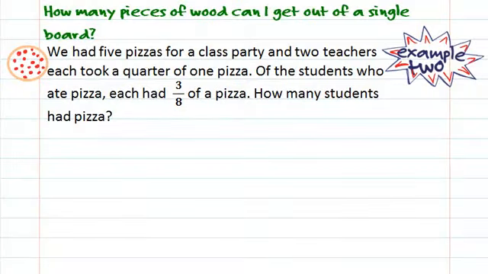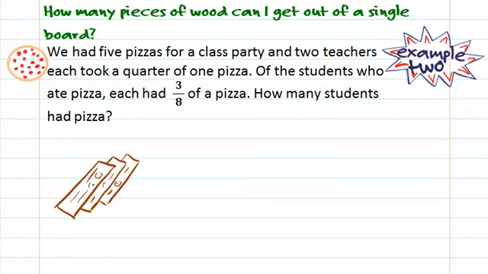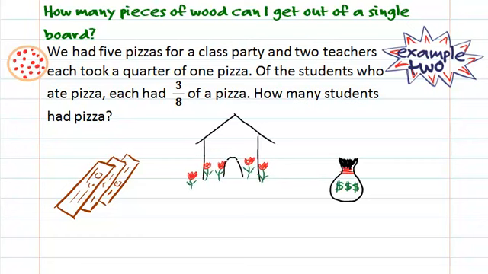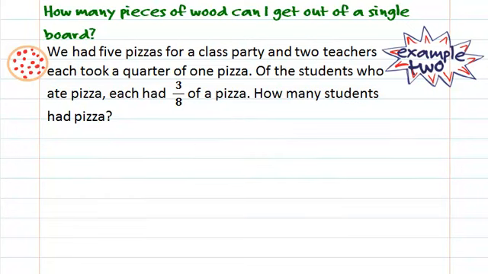Okay, so let's say we figured out how much wood we need. But how will we know how much to buy? I mean, the boards come in all different shapes and sizes. So in example 2, we will look at how many pieces of wood can I get out of a single board. We will be able to do this if we can divide mixed numbers and mixed fractions.